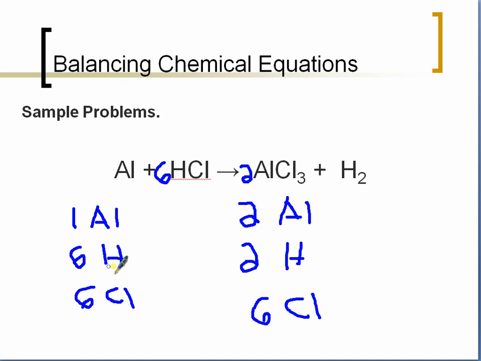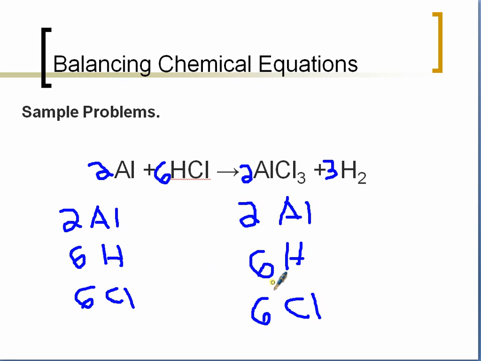My hydrogens are still not balanced. I have 6 hydrogens on the left. I'm going to need 6 on the right. So I'm going to put a 3 there, because 3 times 2 is 6. Now my hydrogens are balanced, but I have one last element, and that's going to be aluminum. Now I'm going to have to put a 2 in the front of this aluminum to balance that aluminum. So now that is now a balanced chemical equation.